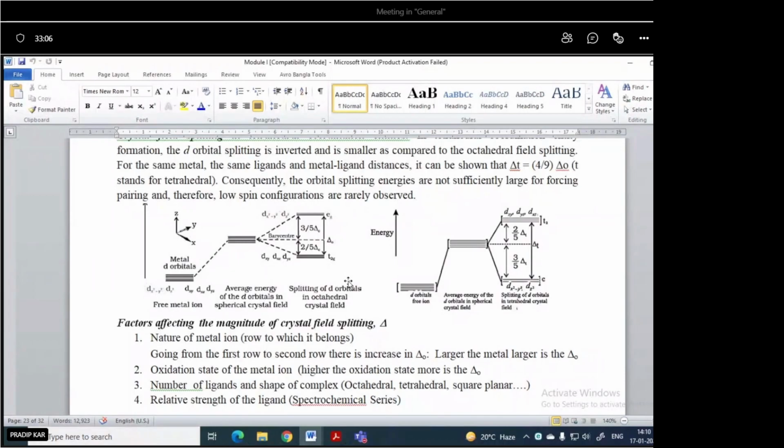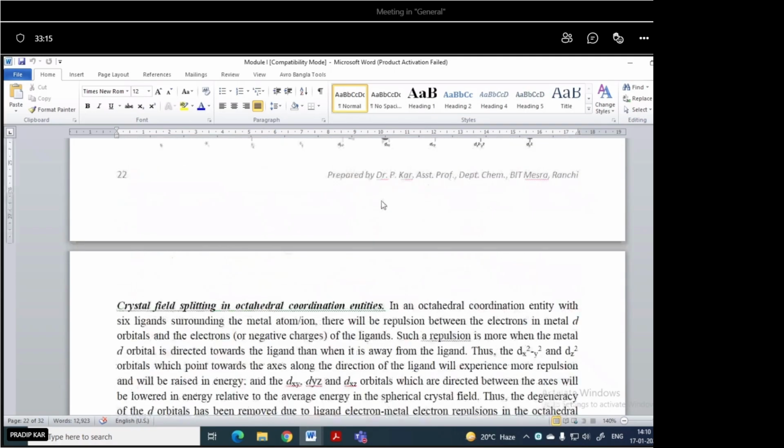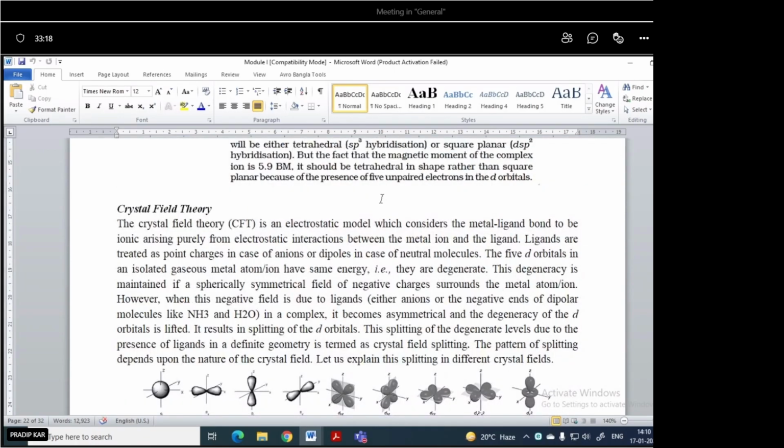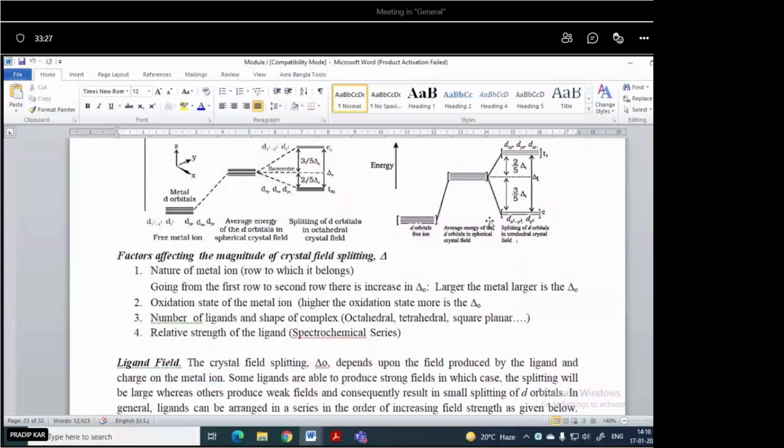Is it clear? So this is about crystal field theory. When we consider the structure of a coordination complex, instead of hybridization, we consider this splitting to determine the geometry, or to predict the magnetic property or the optical property. Here, regarding the factors affecting the magnitude, we have used the term delta O for octahedral or delta T for tetrahedral.